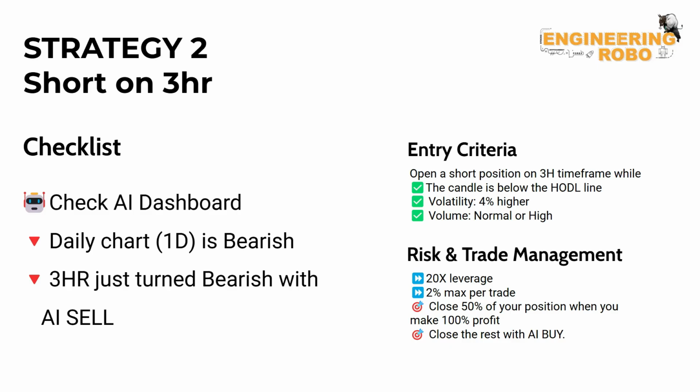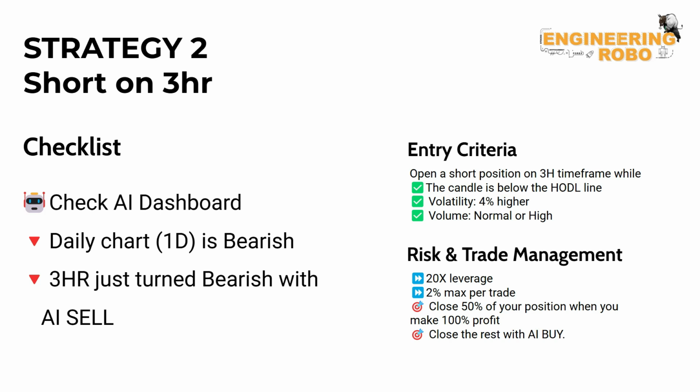Open a short position on the 3-hour time frame whilst the candle is below the hodl line. And we're looking for volatility to be 4% or higher and the volume to be normal or high. So the hodl line is an AI line that pulls in a lot of parameters to actually plot this one. It's more than a moving average.